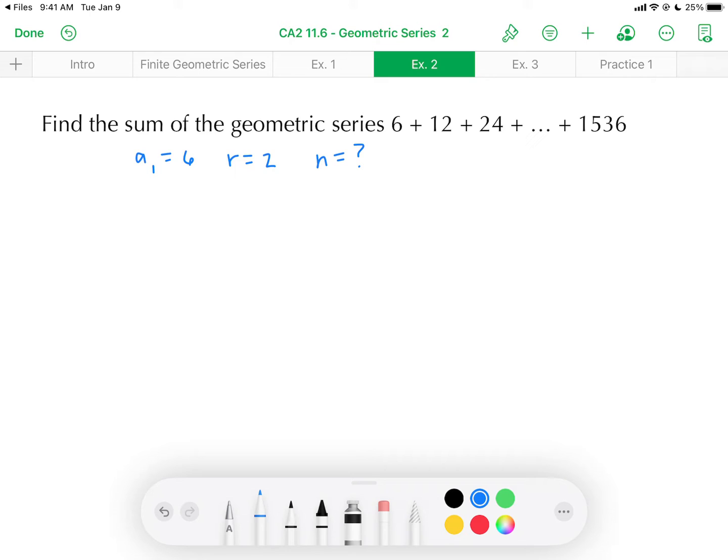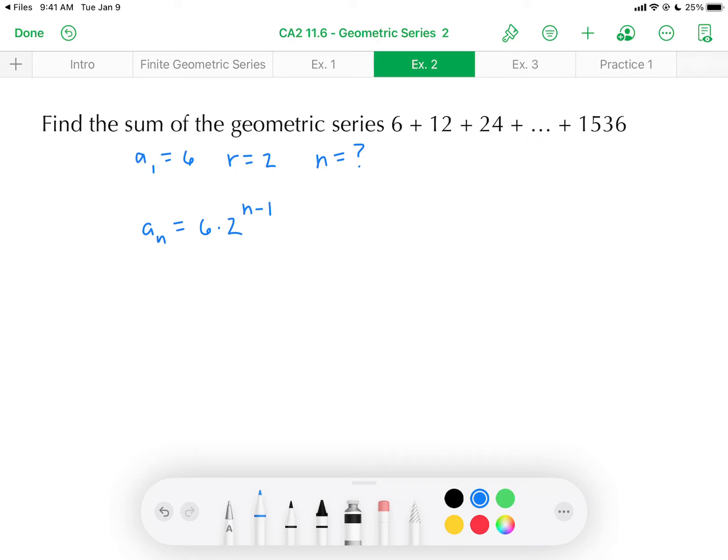Okay? So what we're going to have to do to figure out N is we're going to just create the explicit formula for the geometric sequence. And then use that to solve for N, okay? So, geometric sequence. Give me an A sub N. And that's going to equal your first term of 6 multiplied by your common ratio, your R, of 2 raised to the power of N minus 1. Everybody recall that from our previous lesson, right?